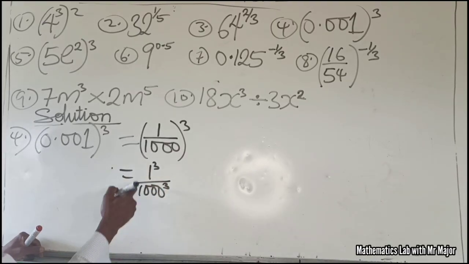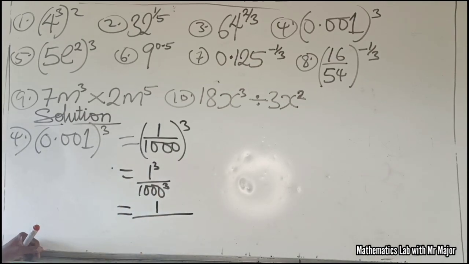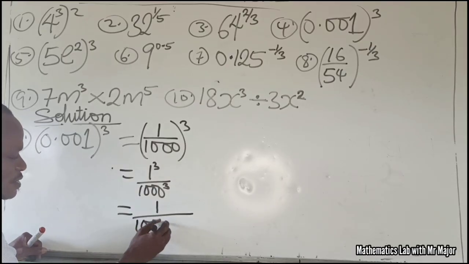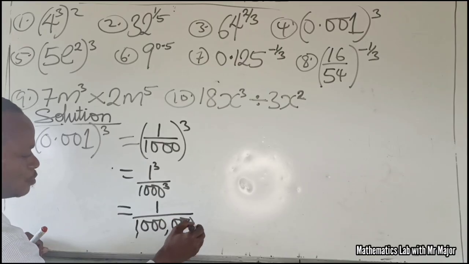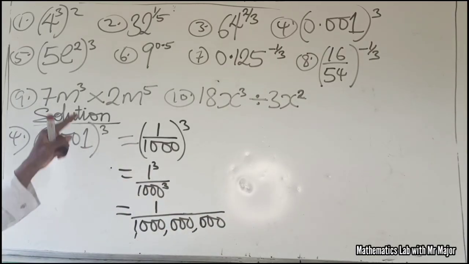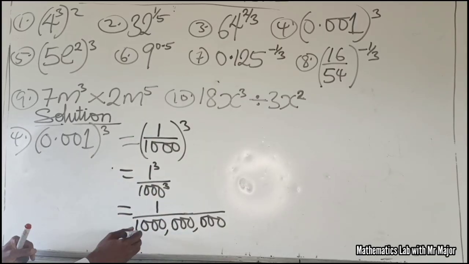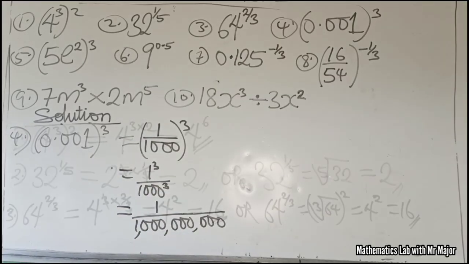That means our final answer: 1 raised to power 3 is 1. And then 1,000 raised to the power of 3 will give us 1 billion. That is 1,000 times 1,000 times 1,000. And this will be your answer, 1 billion.